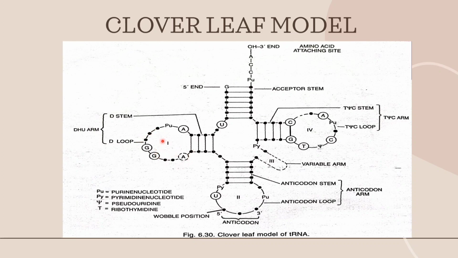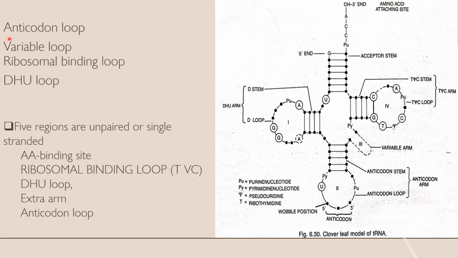D loop or DHU arm. This loop or arm is the binding site of aminoacyl tRNA synthetase enzyme. This enzyme recognizes and activates the amino acid so that the amino acid is attached to the 3' end of tRNA. As we already explained, four loops are present in this model: anticodon loop, variable loop, ribosomal binding loop, and DHU loop. This loop is called the ribosomal binding loop.